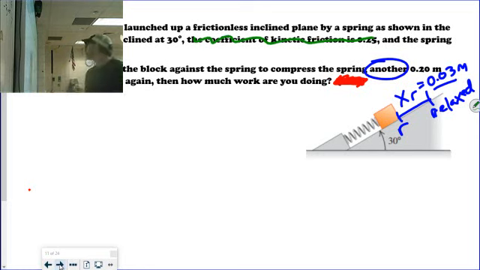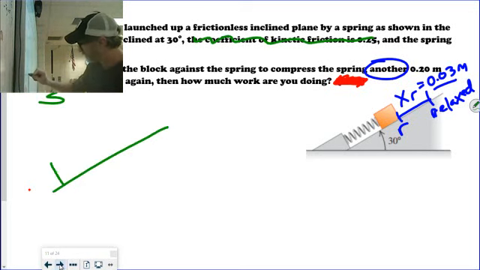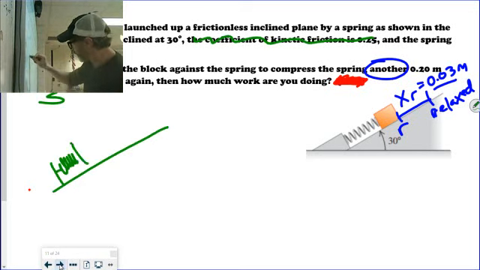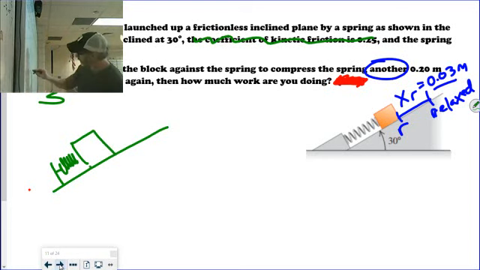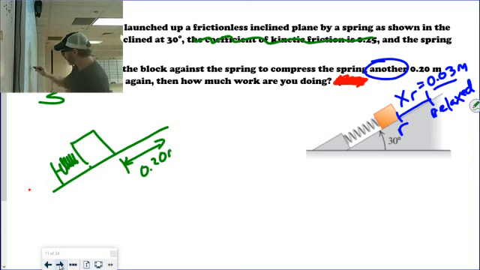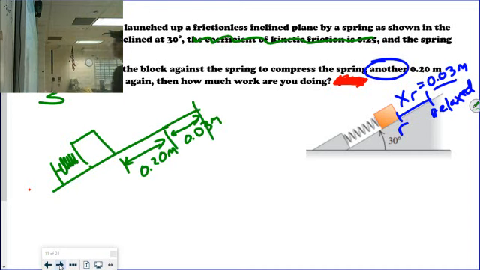Still no friction. Okay, so let's call the next point S for squashed. The idea is now we're going to take our block and compress the spring. So the spring has now been compressed another 0.20 meters on top of the 0.03 meters that it had been compressed before. Okay, so the question wants to know how much work you are doing.